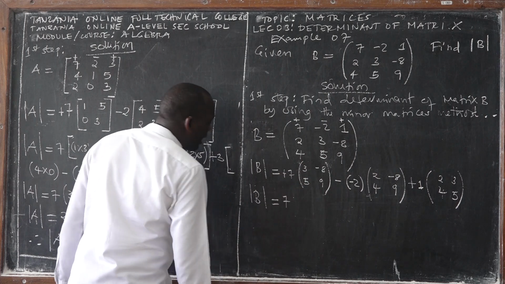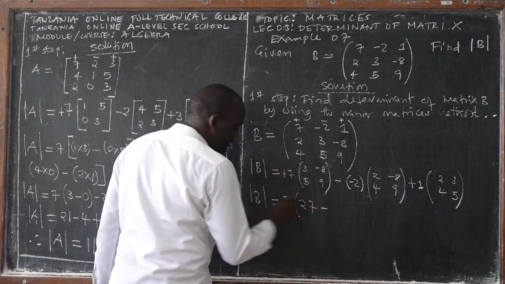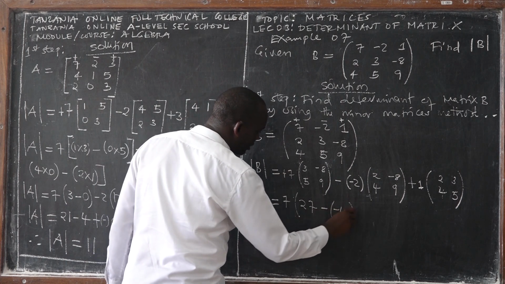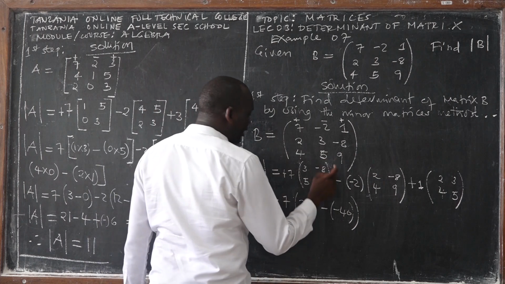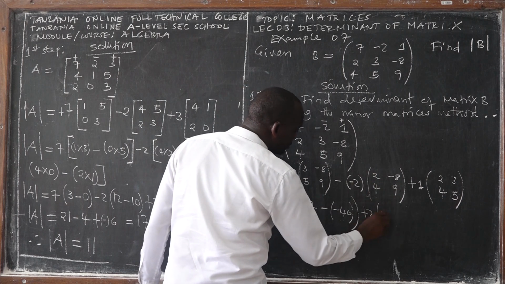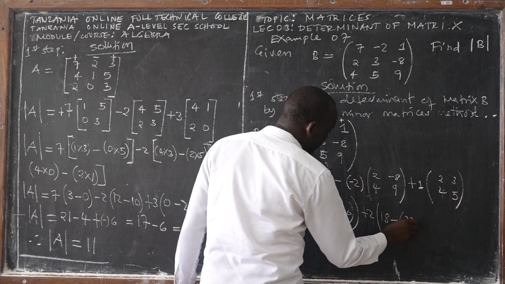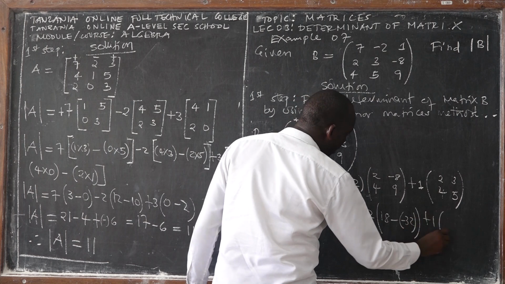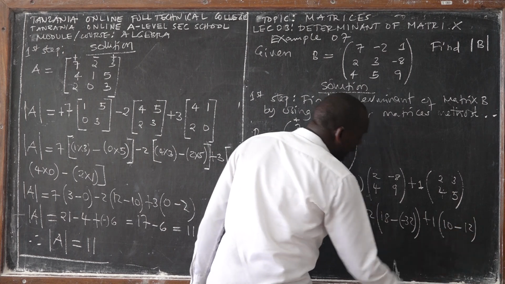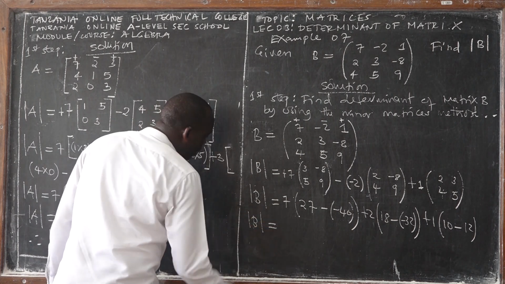Then the main diagonal here, so you can go straight forward. 3 times 9, 27. Minus. Then negative 8 times 5, negative 40. So close bracket like this. Then negative times negative, positive 40. 2 times 9, 18. Minus. Negative 8 times 4, negative 32. Close the bracket. Plus 1. 2 times 5, 10. Minus 4 times 3, 12. So determinant of matrix B is equal to what?